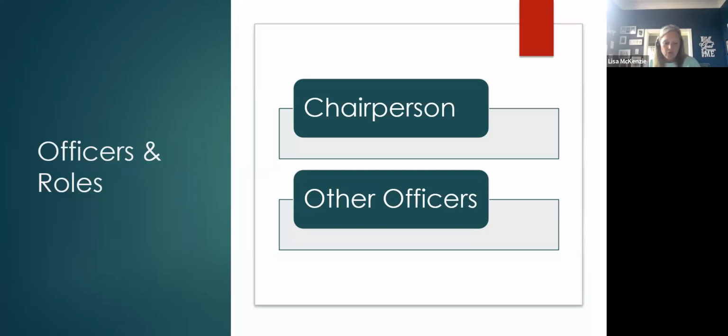Usually your bylaws will also state what officers you have. So I know I have some centers that have secretaries. I know some centers do vice chair. Your bylaws will also state how your officers are elected and the length of time that they serve. So it's really important that you dig into your bylaws and make sure that you're aware of what your bylaws say as far as your officers, their roles, the length of service, and how you're supposed to elect them.